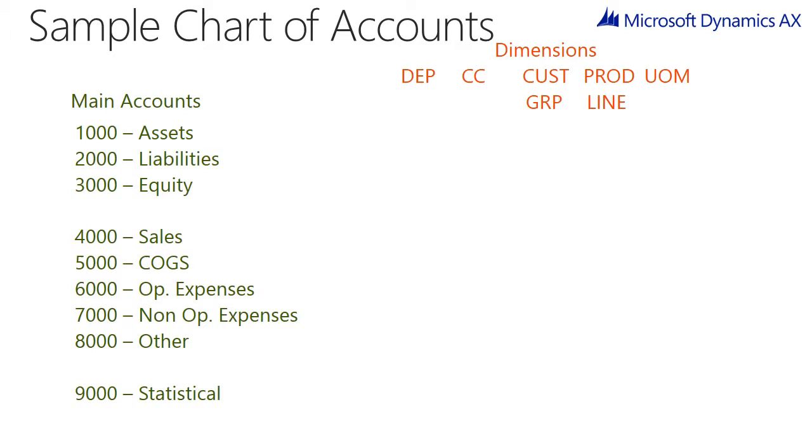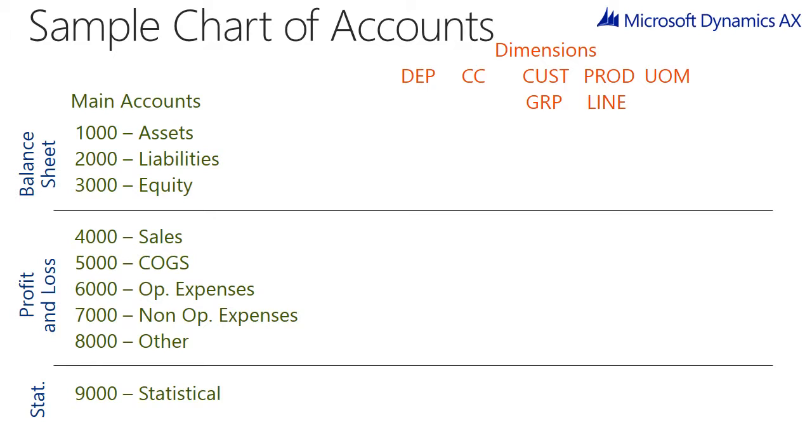Next, I have defined that I want to use 5 financial dimensions for departments, cost centers, customer groups, product lines, and a unit of measure. Because of the requirements for my dimensions and allowed combinations, I have decided to break the configuration into 3 account structures: one for balance sheet accounts, one for profit and loss accounts, and one for statistical accounts.